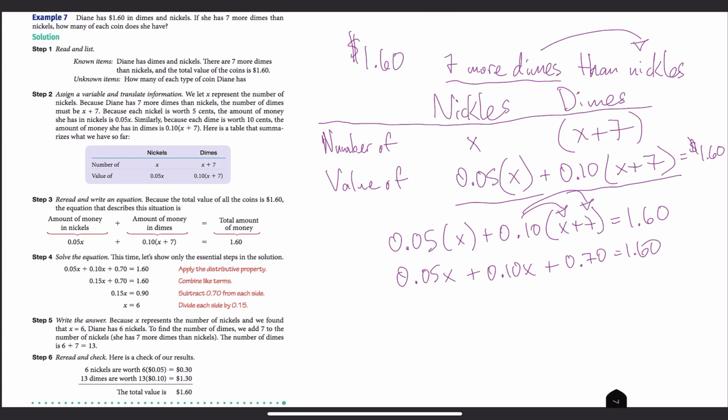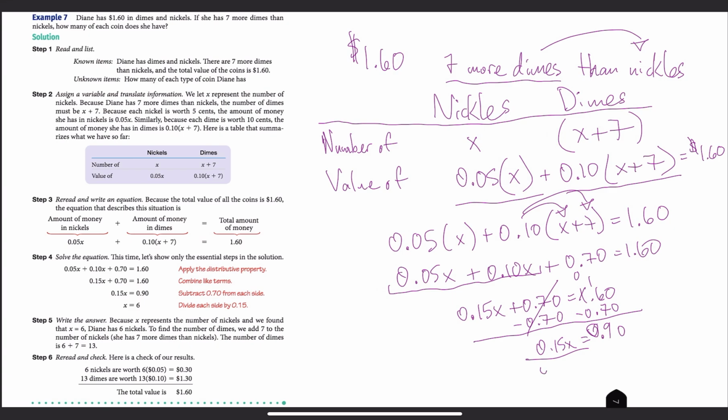Now when I distribute here, I get rid of those parentheses and I can combine some like terms. Now I can isolate my variable term by subtracting this 0.70, by getting rid of whatever is not my variable term. And then I can divide both sides by my coefficient here to find out that x is 6.